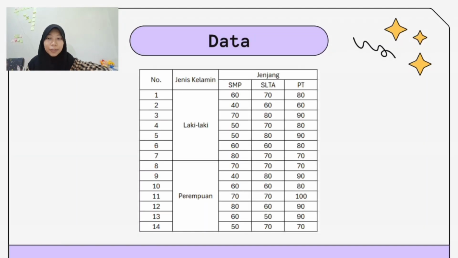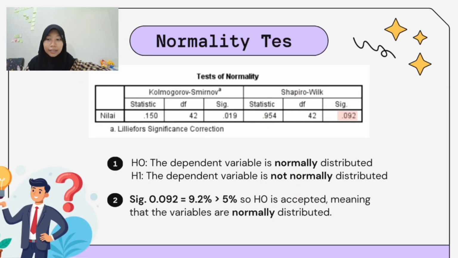Next, after we input the data to the SPSS, we get the output of the data before. So the required site of the two-way ANOVA is the normality test.